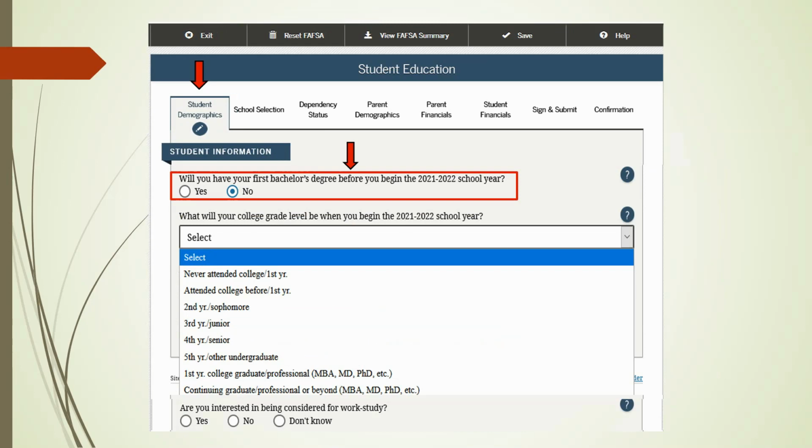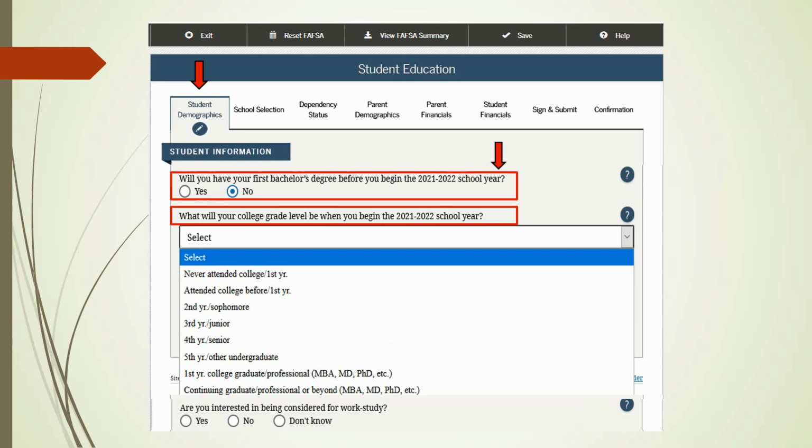Will you have your first bachelor's degree before you begin the 21-22 school year? You want to make sure you're answering no to this. A lot of times we do catch students who accidentally answer yes. That makes them ineligible for the federal Pell Grant. And if you do qualify, you want to make sure that you've answered this correctly.